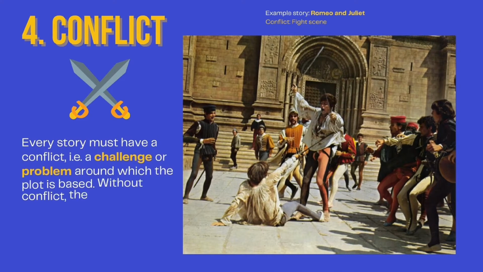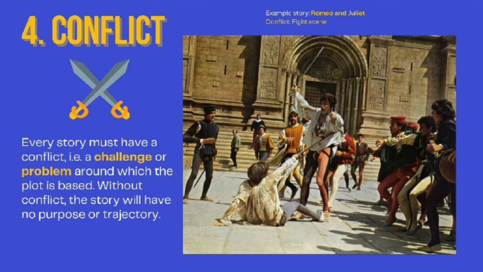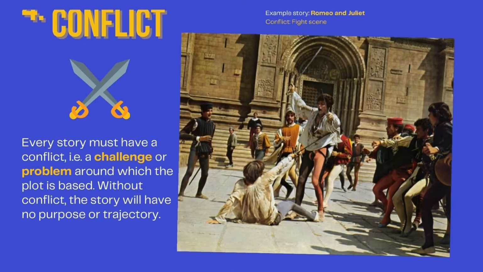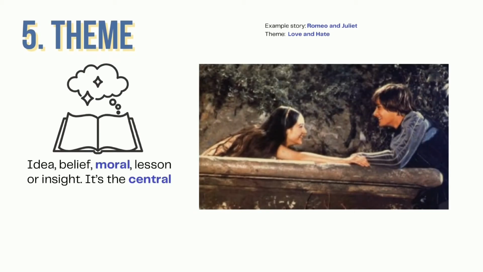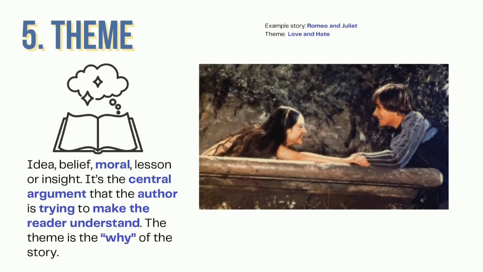The fourth one is the conflict. Conflict is a challenge or problem in the story. The picture shows a conflict, which is the fight scene in Romeo and Juliet. The fifth one is the theme. The theme is the moral lesson of the story. The moral lesson of Romeo and Juliet is love and hate, which is to let old prejudices go and to not let emotions control one's life.